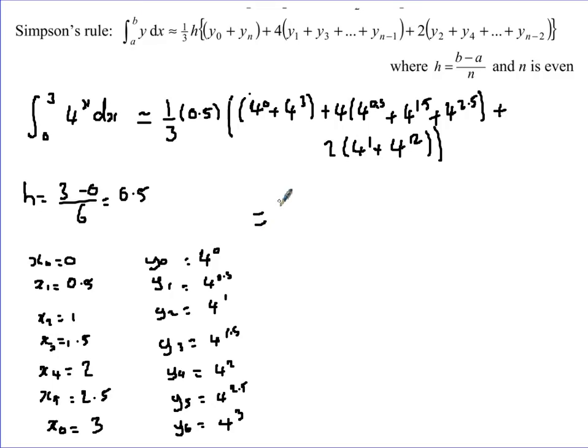All that goes into the calculator, and it will give us 45.5 as our answer. You could put 91 over 2 or 273 over 6, but I would prefer it as decimal form, please. That's 1A done.